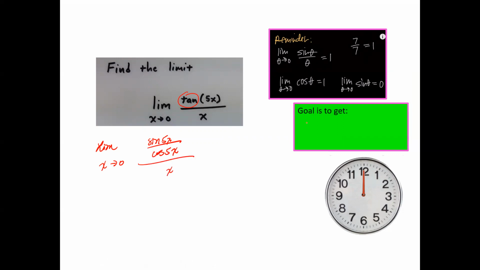And so then my goal is that I want to have a limit as x approaches 0 for sine 5x over 5x, which is then equal to 1. Well, I could see that happening, but there's a cosine 5x in the denominator of the numerator that's kind of getting in the way.